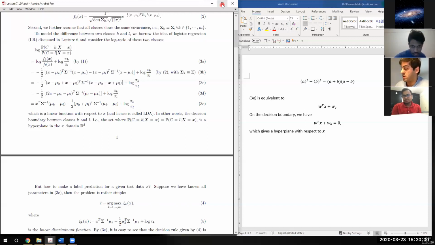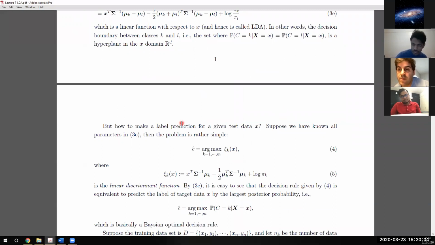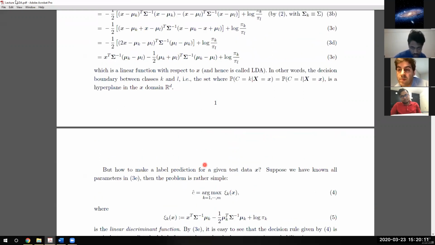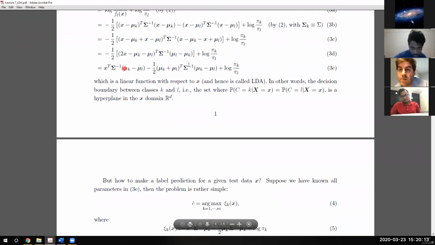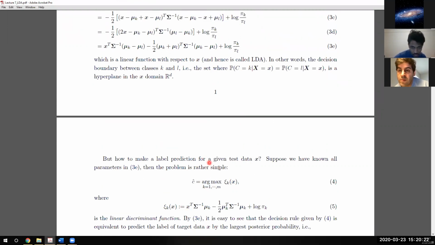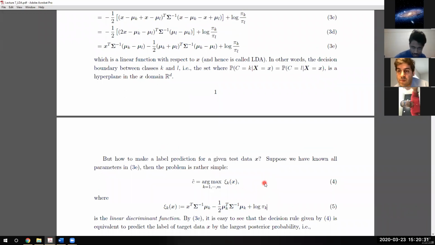No. Okay. Now let's have a look at here, which is very, very related to Said's question. So how do we make a prediction? Suppose I give you a test data x. What you're going to do is, suppose I have all these parameters, suppose I know mu and sigma, everything, okay? I'm going to define a linear discriminant function in this way, and I'm going to see which one has the biggest probability, right?